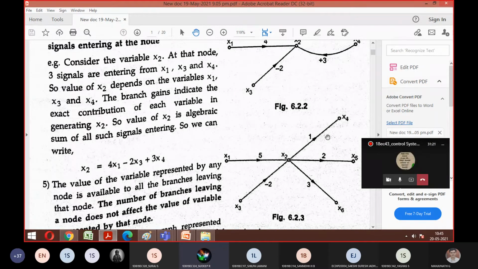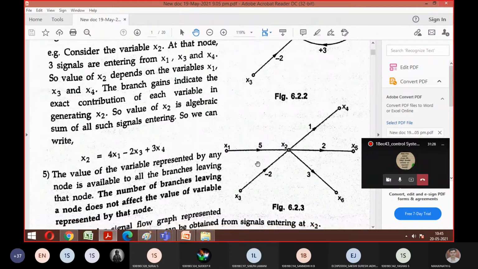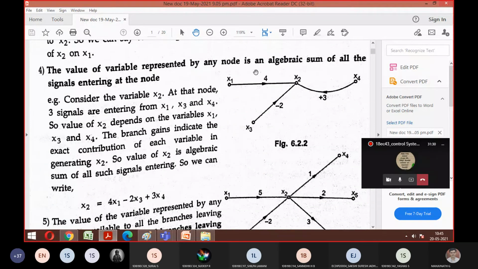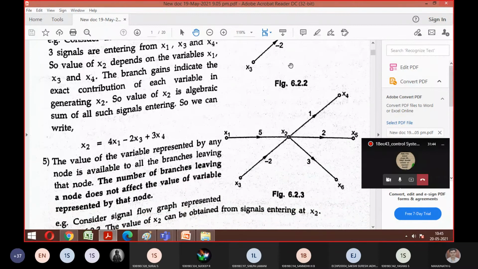Sir, repeat, sir. You want me to repeat the fourth or the fifth one? The fifth one, sir. Okay, fine. In the previous example, you understood, right? We had taken 4 signals, I mean 4 nodes, out of which all the nodes were entering. So that's why I took the algebraic sum of x1, x3, x4 to get the value of x2. But property number 5 tells that the number of branches leaving a node does not affect the value of the variable.